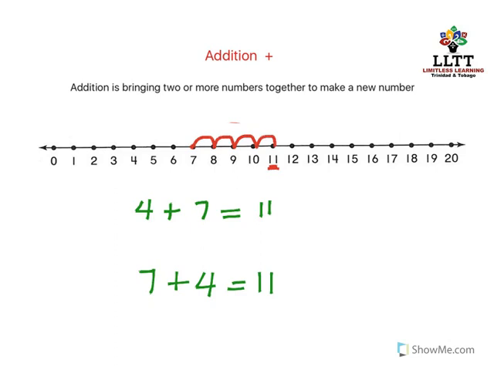So when we're adding two numbers, it doesn't matter which number comes first. Whether we add 4 plus 7 or we add 7 plus 4, we always get the same result. The same result is 11. All right? So when we're adding two numbers, it doesn't matter which number comes first. Let's look at another example.